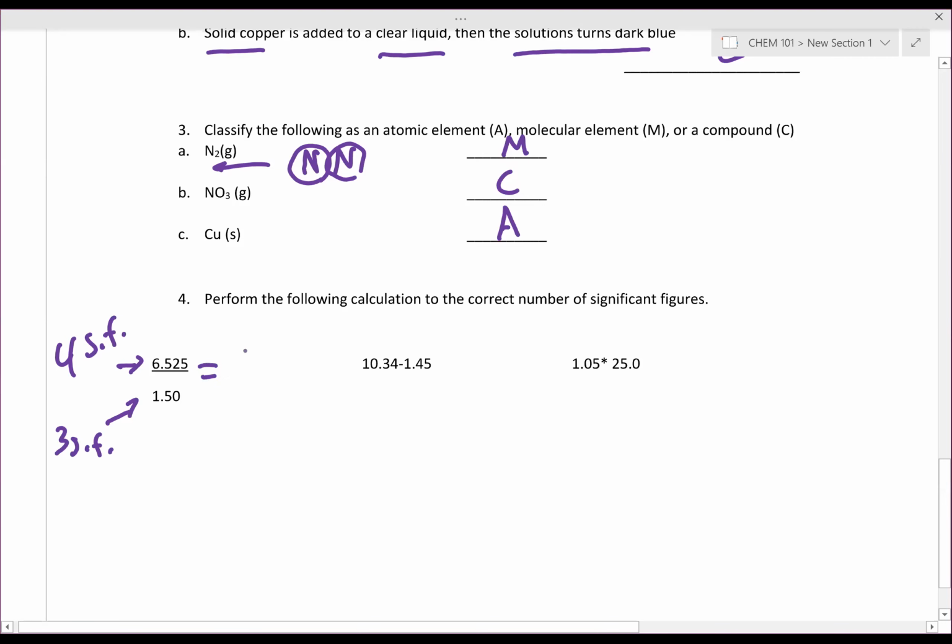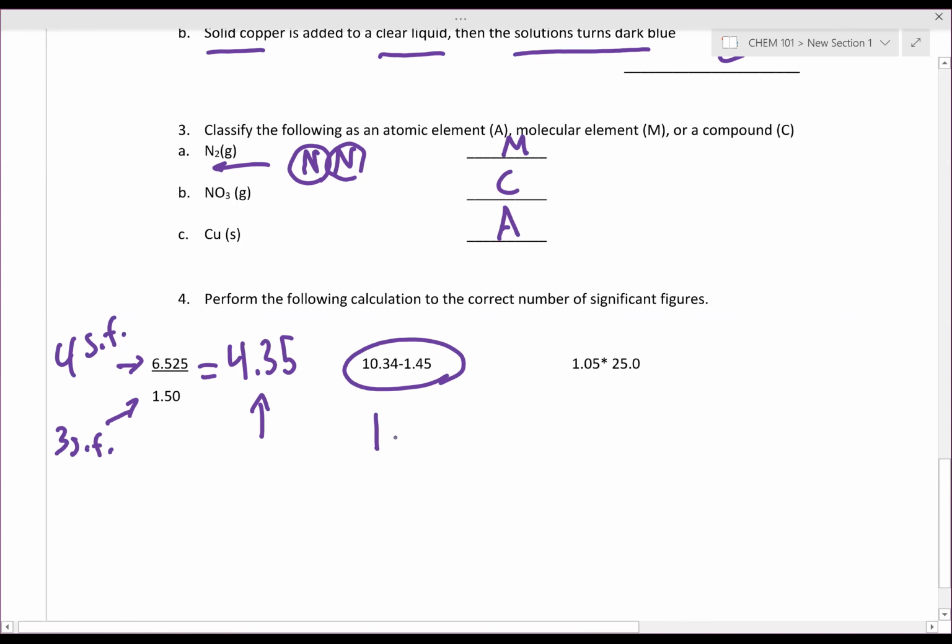So let's break out our calculator and punch that in. We have 6.525 divided by 1.50. And that gives us, conveniently enough, 4.35. Okay, so let's enter that number. 4.35, does that number have 3 sig figs? Yes. Perfect. So are we good to go? Have we followed the sig fig rules? Yes.